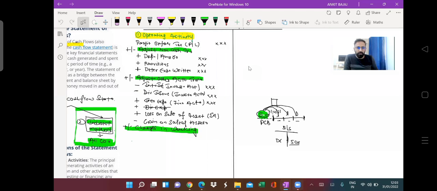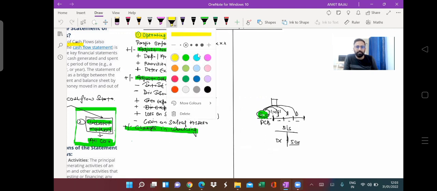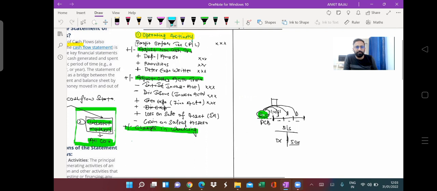Yeah. So if you see here, we have started with operating activity. Here we have seen the very first item which we will be recording in operating activity is profit before tax. So we will start with profit before tax, and we will be taking this profit before tax from profit and loss account. Right. After that, we have to adjust non-cash transactions.